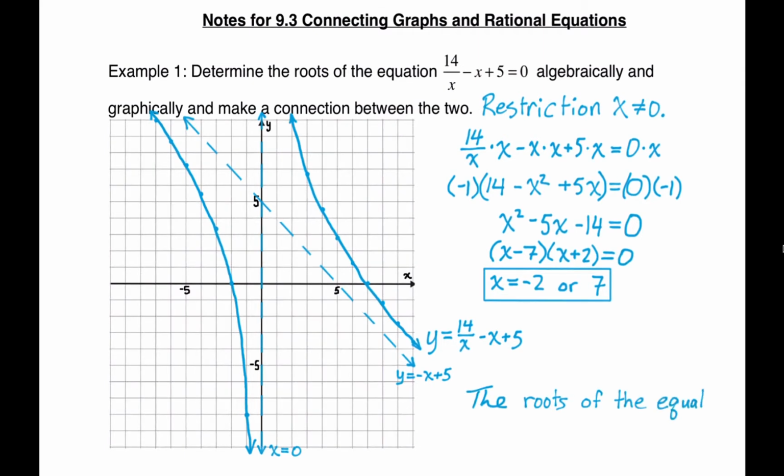And the roots of the equation are the zeros of this function. So notice that we've got zeros here at (-2, 0) and (7, 0). And those correspond to the roots of the equation.